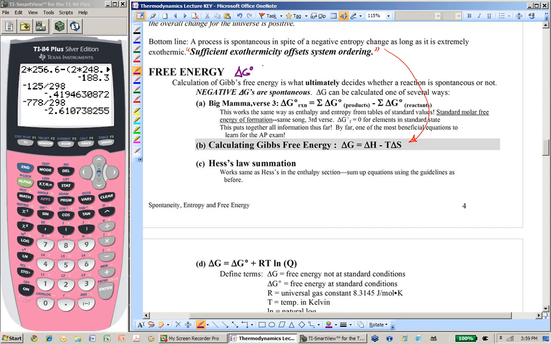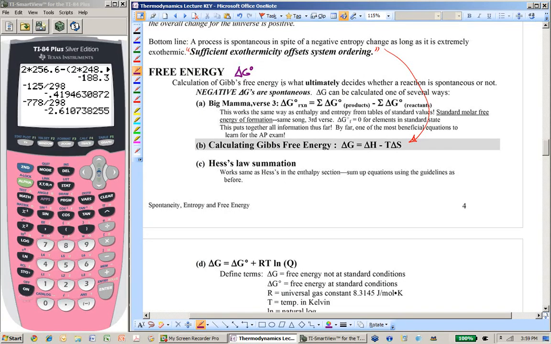So Gibbs free energy, and no, this is not the Bee Gees. This is not one of the Brothers Gibb. This is nothing about Saturday Night Fever. This is about Willard Gibbs, who I believe was the first American to ever win a Nobel Prize in chemistry, but don't quote me on that. You may have to look that up and confirm it. But I think I'm right.